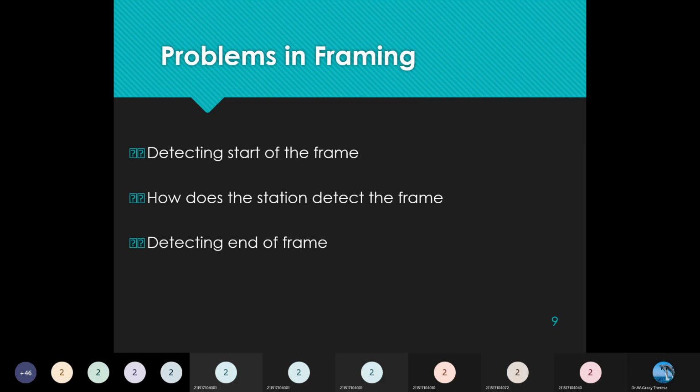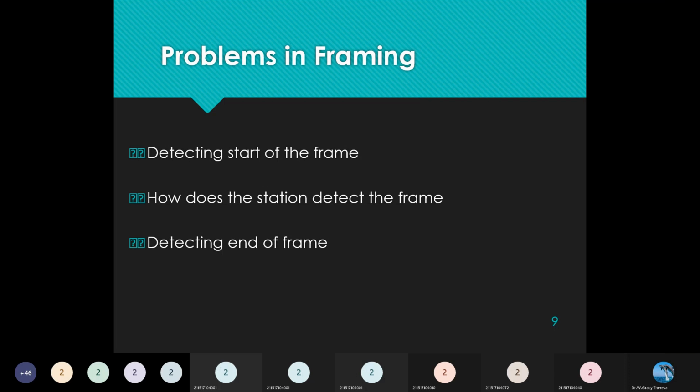And again, how does the station detect the frame? When it receives a flag, this flag indicates, as I said, that this is the start of the frame. On receiving the first flag, the station comes to the conclusion that a frame is going to be received, which contains the frame header, the payload of the data, and the trailer, and that frame will end with another flag. So the station detects it by the indication of the flag bit that is encapsulated at the starting of the frame, and similarly the end of the frame is detected.